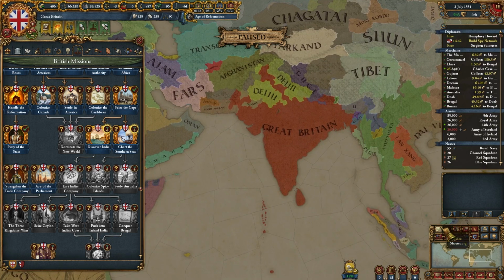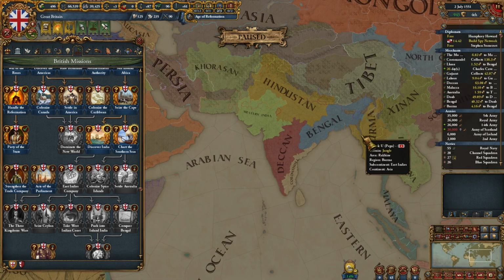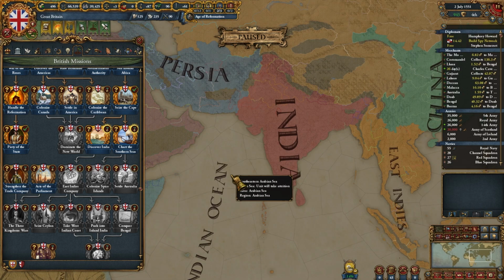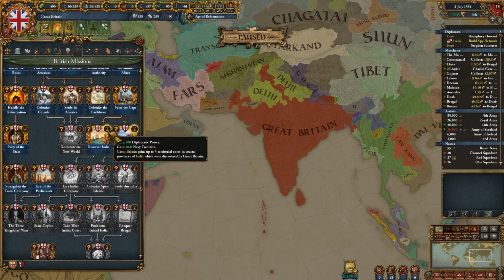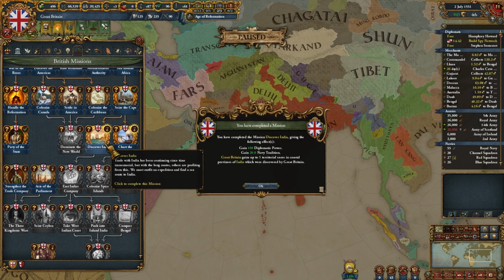And actually, I'm not even sure. I don't think that there is any coastal province in the India subcontinent that I don't own. So this is basically giving me nothing over here.